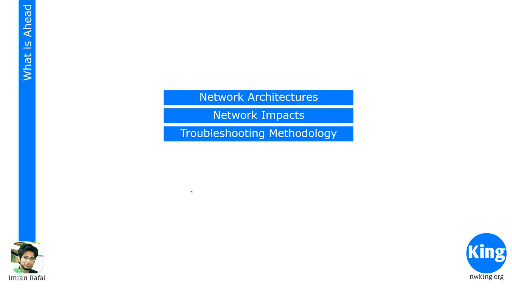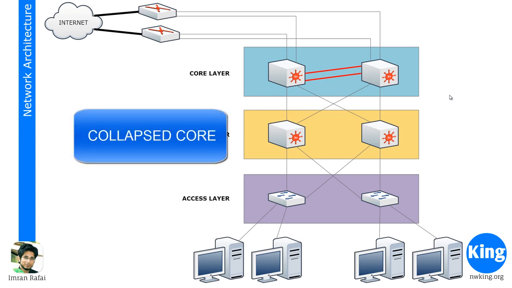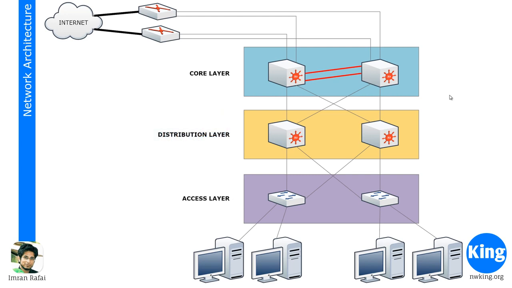So what are we going to do today? Today we're going to look into three topics. We're going to look at network architectures, we're going to look at network impacts, and we're going to also look at troubleshooting methodology. Cisco has two types of architectural approach. One is the Cisco three-tier architecture, and then we have something called a collapsed layer architecture. The one that you see on the screen is called the three-tier architecture because it has three different layers: the access layer, the distribution layer, and the core layer. So it has three different layers.